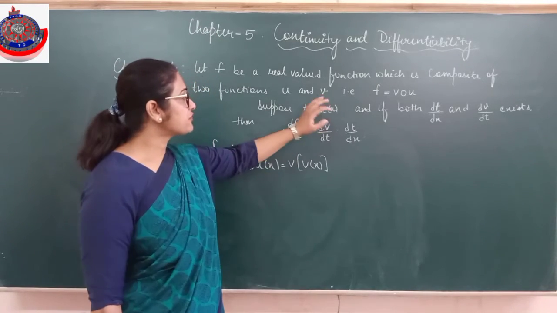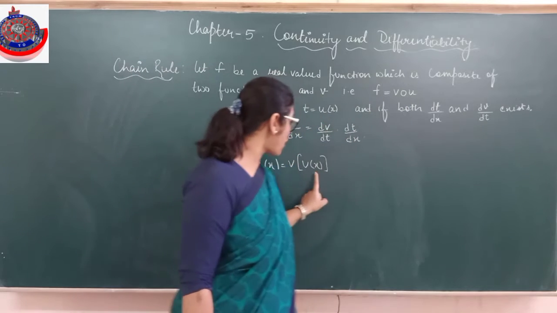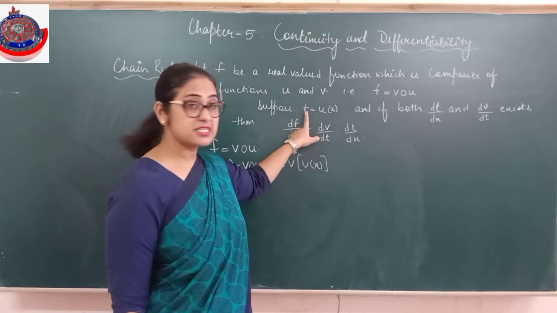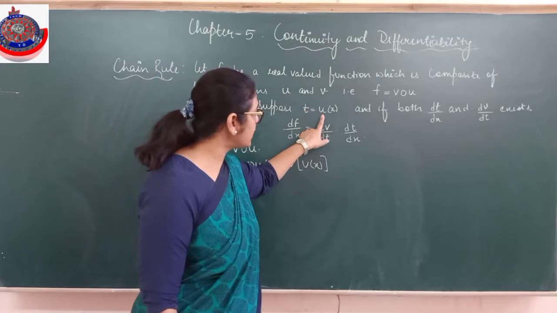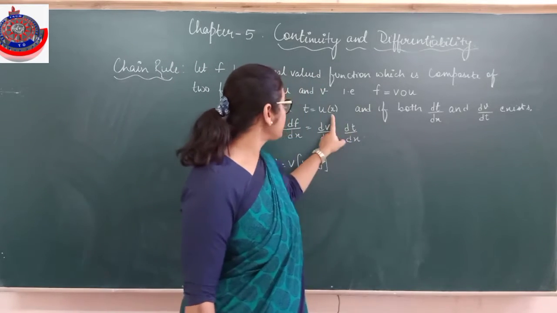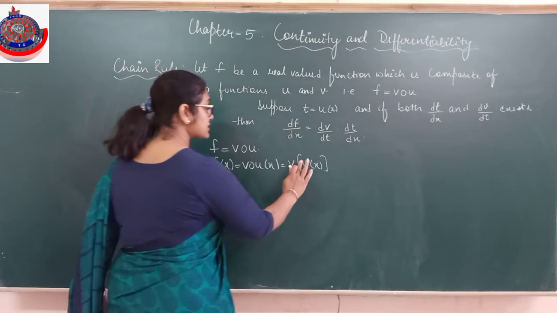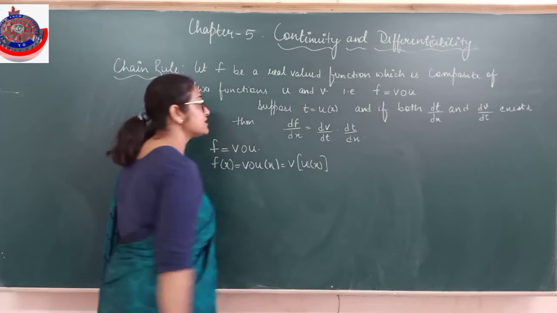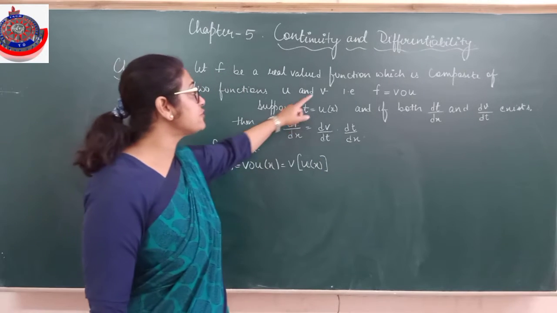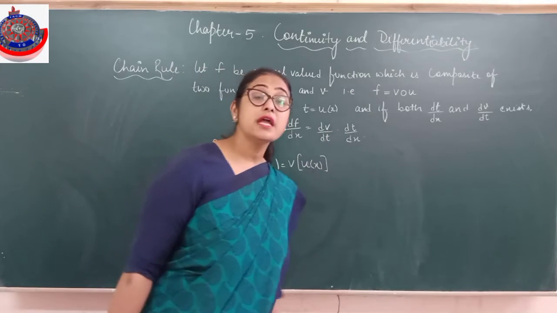Such that we will assume the function u of x as t, such that dt upon dx, I'll differentiate t with respect to x, and dv upon dt, v with respect to t, both exist. That means the differentiation exists. Then if I have to differentiate, df upon dx will be dv upon dt into dt upon dx.